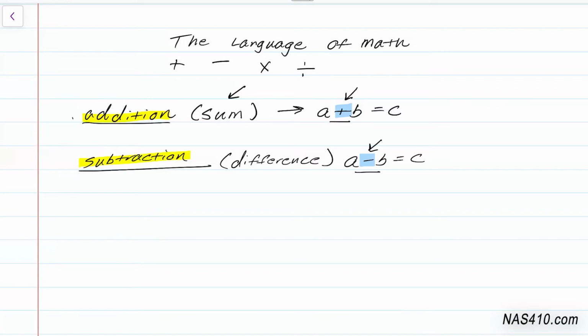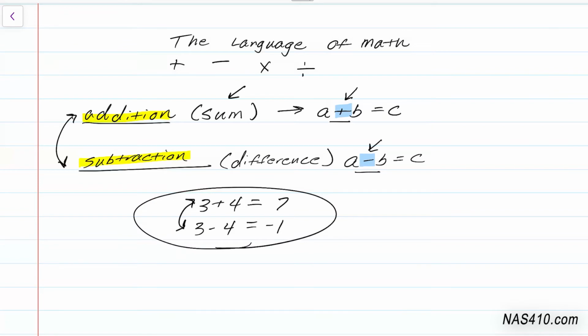Now, addition and subtraction are what we call inverse operations. They're opposites. Okay, and so the opposite of addition, if I took 3 plus 4 equals 7, the opposite of that would be 3 minus 4, taking away 4, right? And so these are what we call inverse operations, or opposite operations. And that's important to know because when we go to solve equations, in order to solve an equation effectively, you have to understand what the inverse operation is.